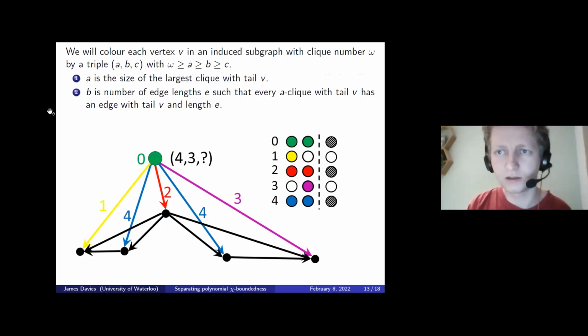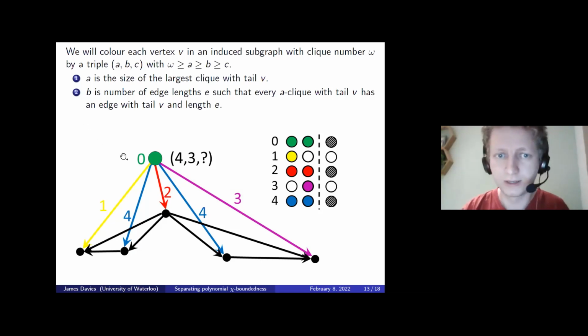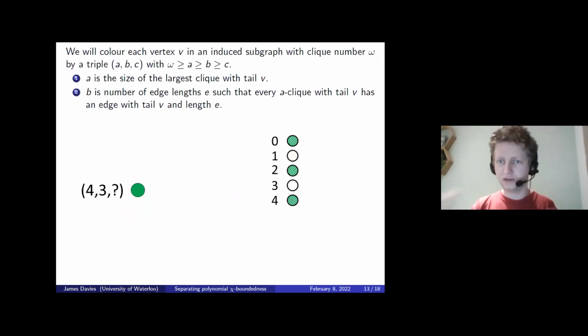Okay, so at this point, we're getting close to a proper coloring. But before deciding what C should be, I want to look at what can happen with neighbors of our green vertex. So say we have our green vertex, which is colored 4, 3, and something to be determined. And we have these other residues in every 4-clique, 0, 2, 4.